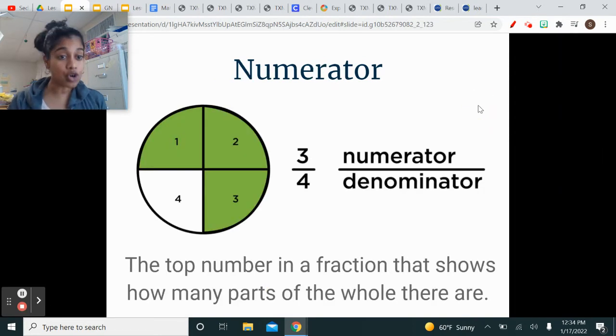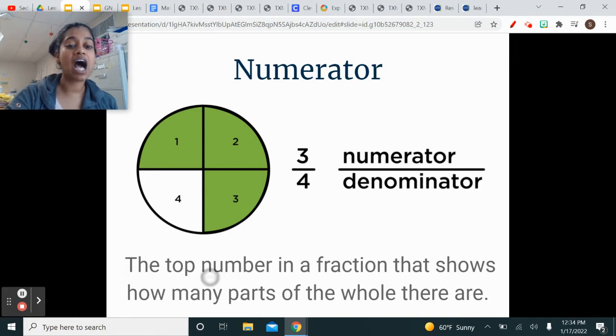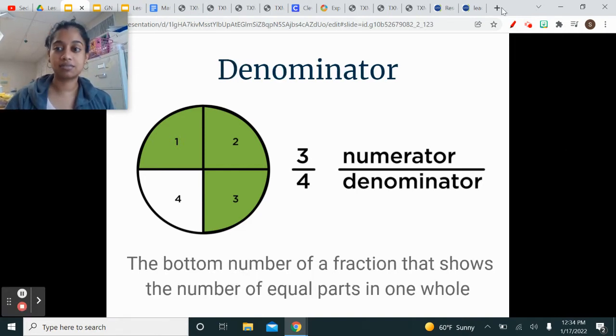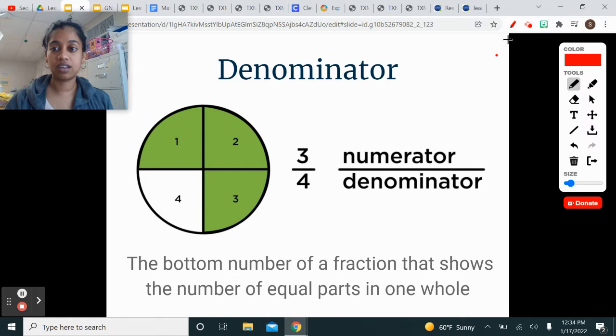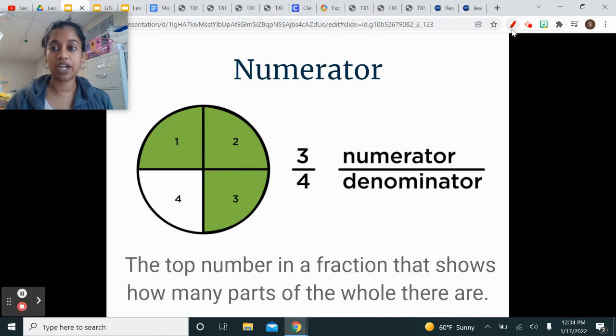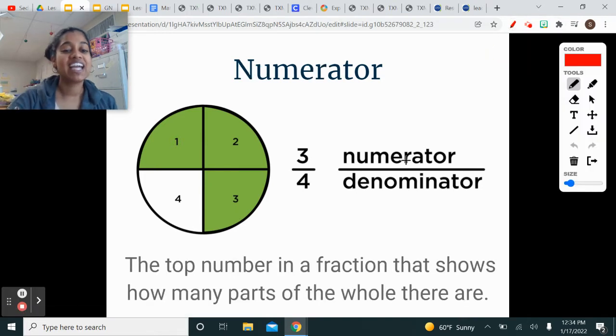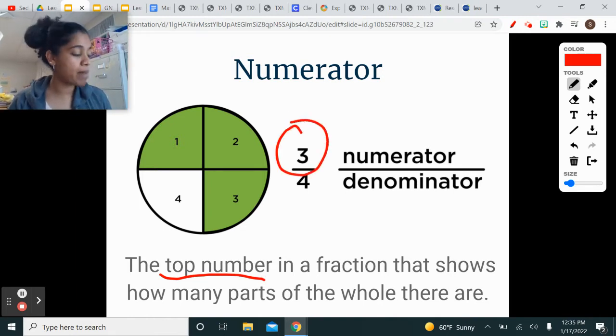Now, our numerator is the top number in a fraction that shows how many parts of the whole there are. So over here we have 3 pieces of our 4 equal parts. So we have 1, 2, 3. So 3 is our numerator, our number on top.